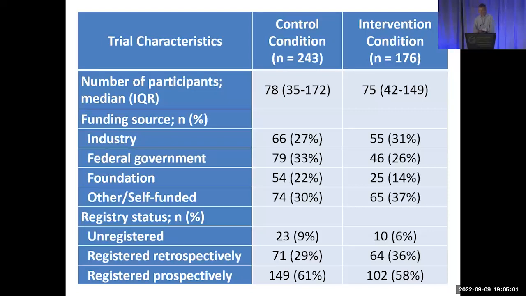The trials that were included tended to be small to moderate sized trials for the most part. They were fairly heterogeneous with respect to funding source, and about 40% in both groups were either unregistered or registered retrospectively.